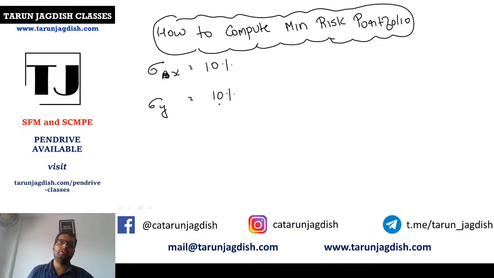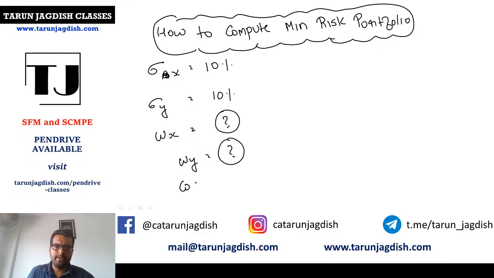Standard deviation of X is given, of Y is given. Suppose weight of X not given, weight of Y not given, but they have given correlation of XY is -1. It is negatively correlated. Now the question is, what should be the weight of X or what should be the weight of Y so that the overall risk is minimum?